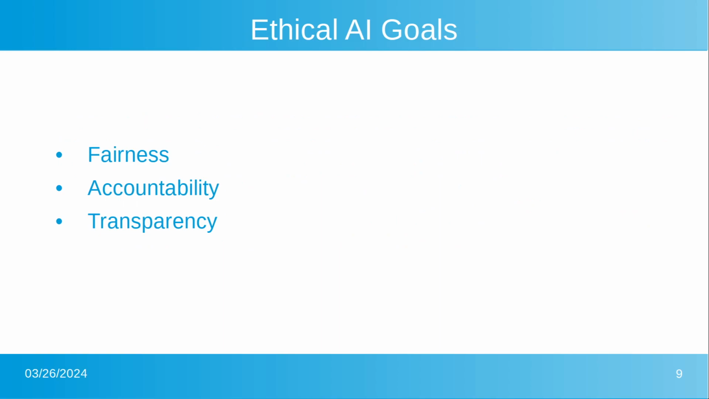Ethical AI goals: fairness, accountability, transparency. Fairness. The product should strive to provide fair and equitable recommendations to all users, regardless of demographic characteristics or personal preferences. This may involve mitigating biases in the AI algorithms and ensuring that recommendations are based on objective criteria.